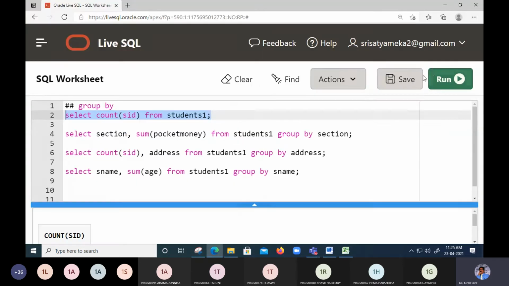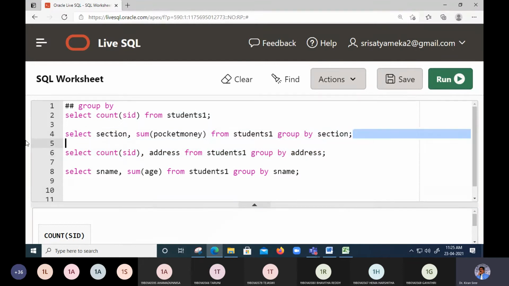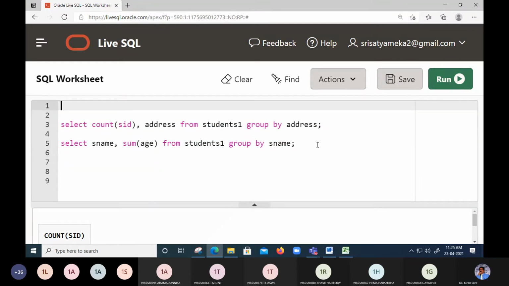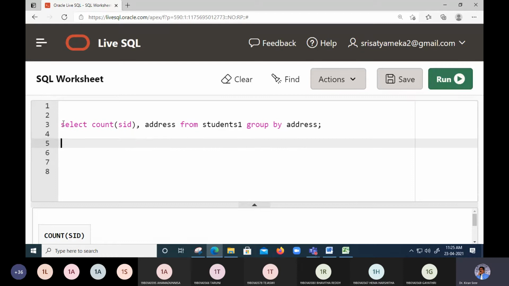Okay, now let us move to our original query. What was our original query? Our original query was: select count of SID and address from student 1 group by address. Now this time where are you going to group? This time we are going to group on address. So what is the answer we can expect?